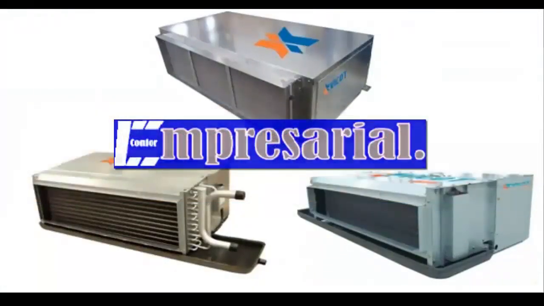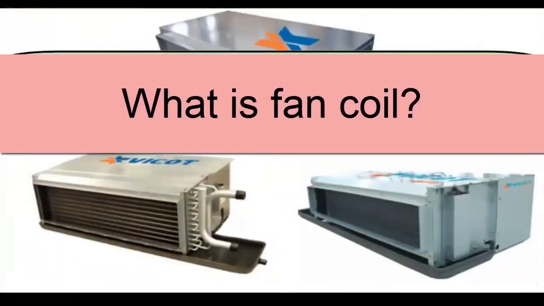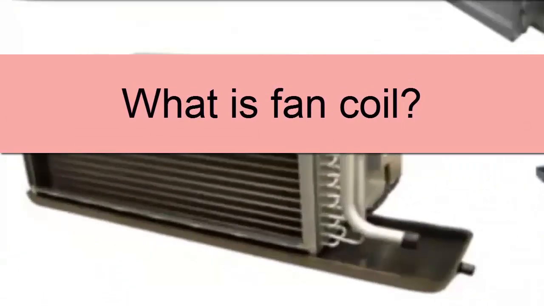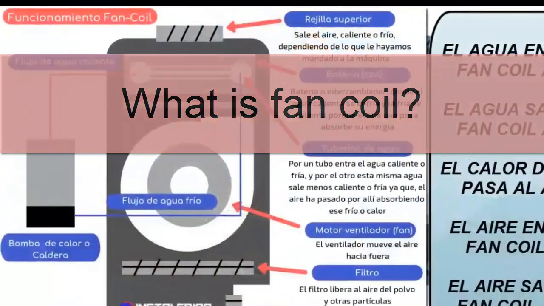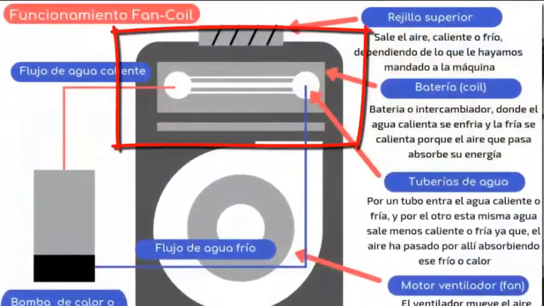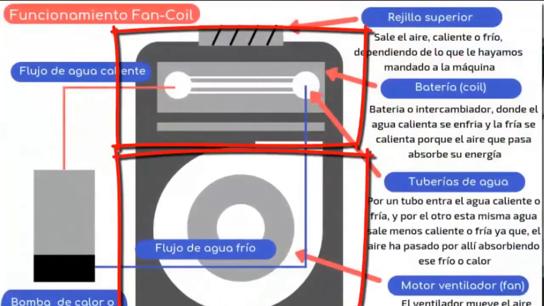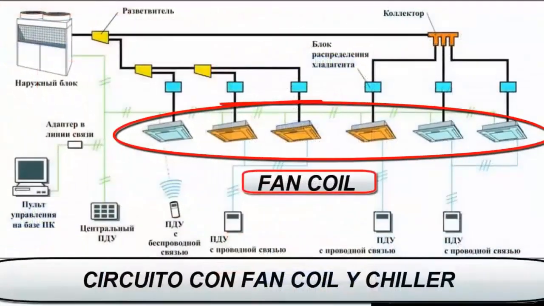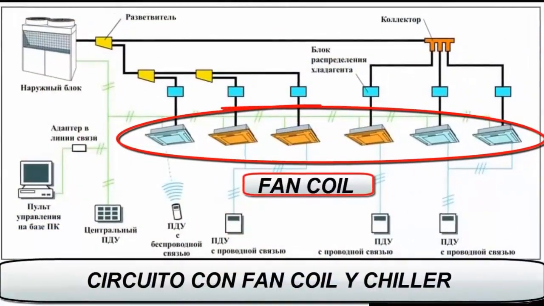A fan coil or convector fan is a device used in residential, commercial and industrial air conditioning, which basically has a battery or hot or cold exchanger and a fan. The fan coil belongs to the water-air air conditioning systems. This equipment can generate cold or heat air depending on whether it is fed with ice water or hot water.